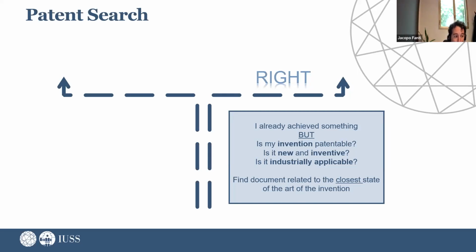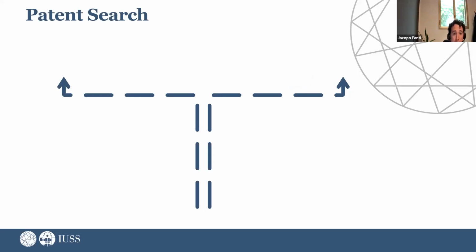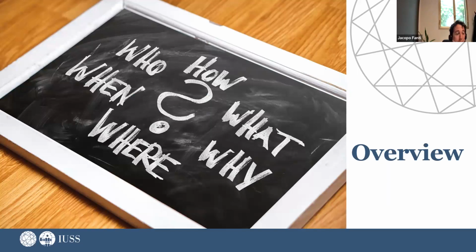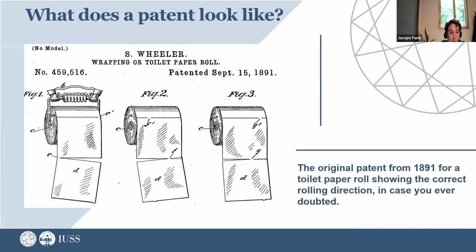So you need to find documents related to the closest state of the art of your invention, so the closest prior art of the invention. This is very important. So in the next minutes, we will see what a patent looks like, why should I make a prior art search, where can I find the patent information, and when should I make the search, and how can we conduct these searches? What does a patent look like?